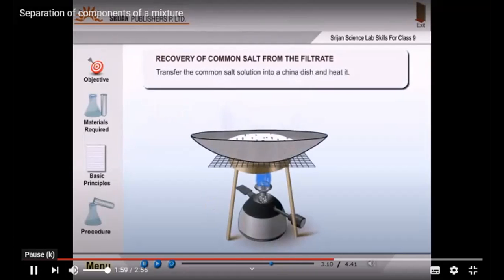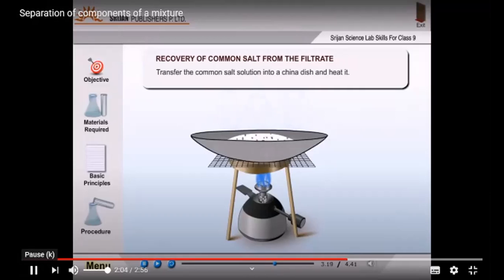Now watch another one: recovery of common salt from the filtrate. Now the salt solution is left, and it is a homogeneous mixture of water and salt. And now you are going to separate the salt out of the water. So let's have a look. It is a very simple technique to separate the salt from the filtrate.